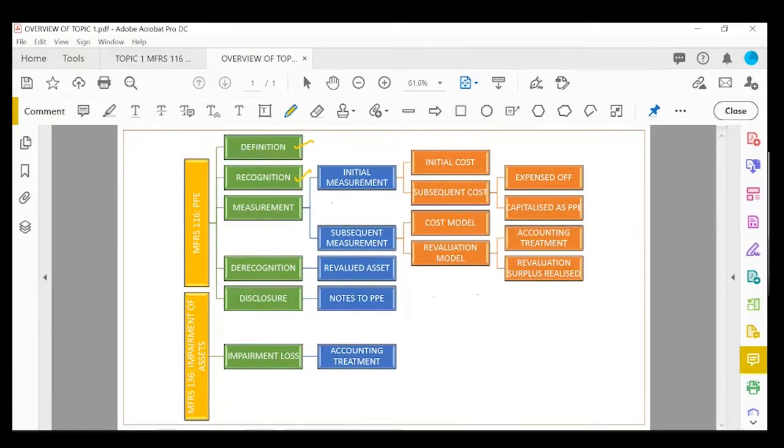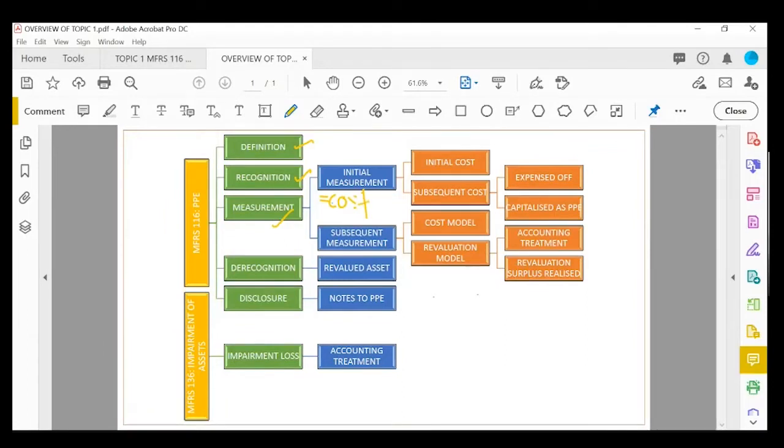And then how to measure, how much should we record in our account. For the measurement, we have two different measurements. The first one is initial measurement and the other one is subsequent measurement. For initial measurement, the basic rule is that everything is to be recorded at cost.